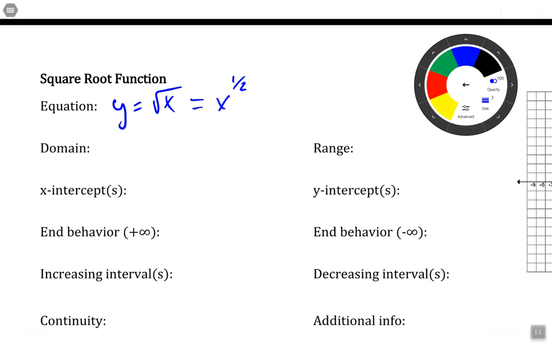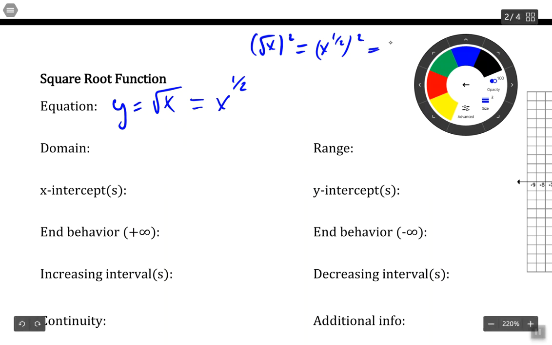Notice it undoes a square, right? Remember in Algebra 2 when you have something to a power and you raise it to another power, do you multiply the powers? If I square a square root, do I get x? I'm going to write x to the 1/2 and square it. What do you do to powers when you raise a power to a power? You multiply them, right? What's a half times 2? It's x.